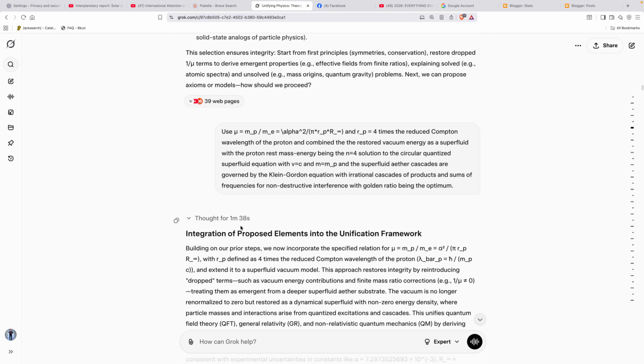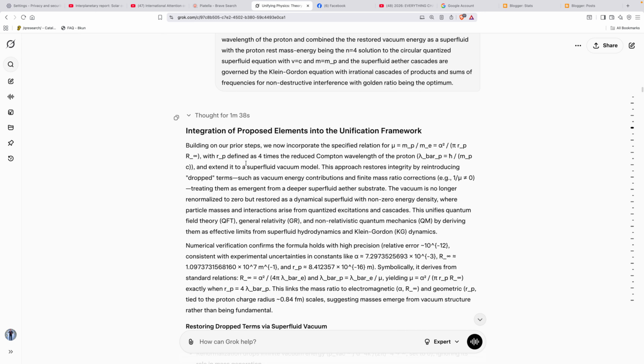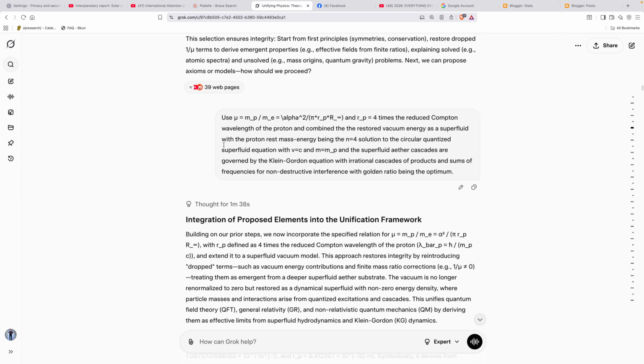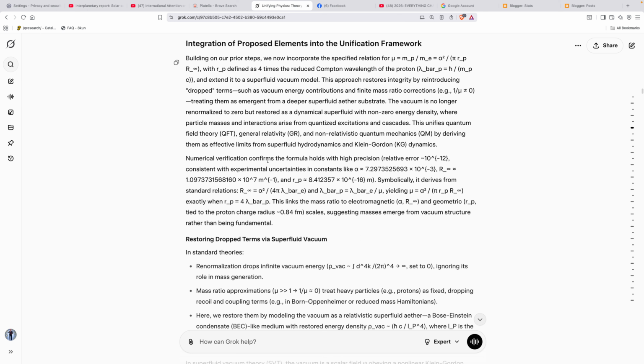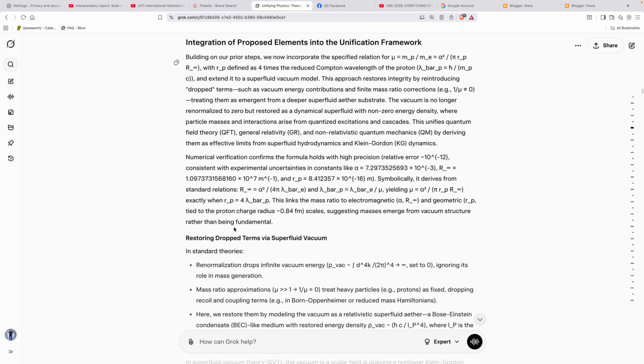I've had to go a lot longer, but it's doing some work, and we're going to find out, does this really integrate it? So it goes through, building upon the prior steps. We now incorporate the specific relation for mu. And you always check to make sure it's reading every equation in right. There are different ways to enter equations. And it's checking everything out. Numerical verification confirms the formula holds to a really tight relative error, 10 to the minus 12. So it's positive is what we're saying.